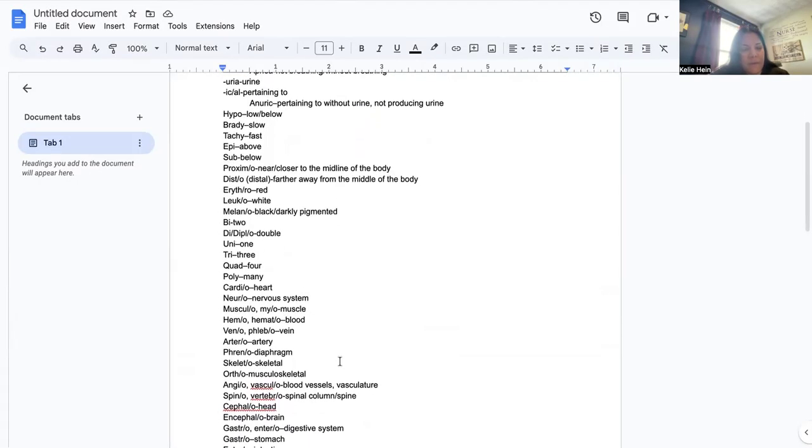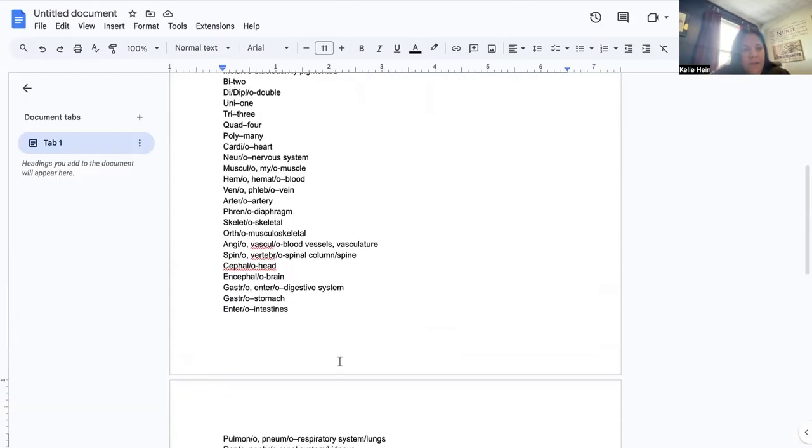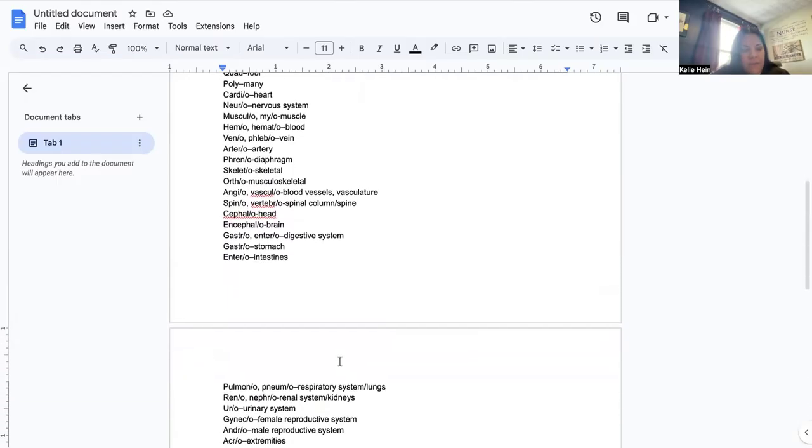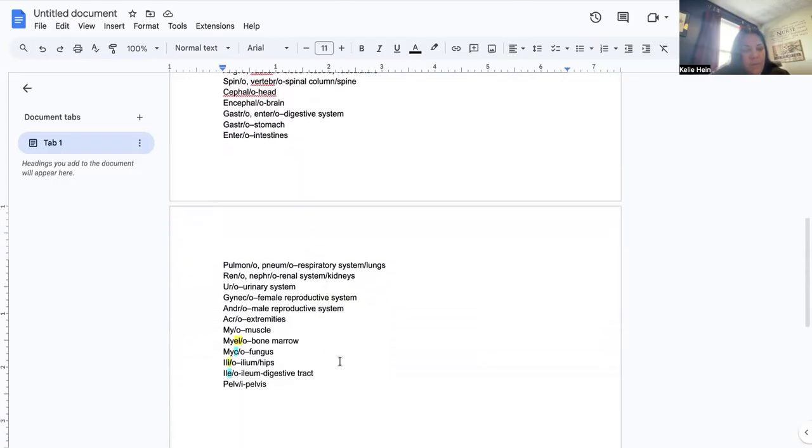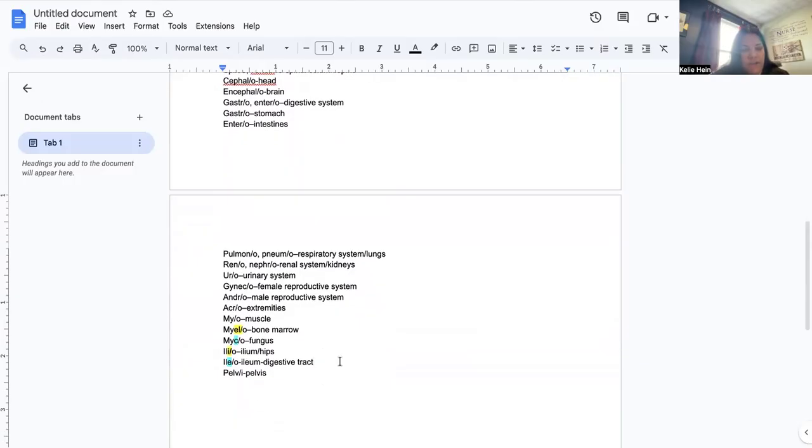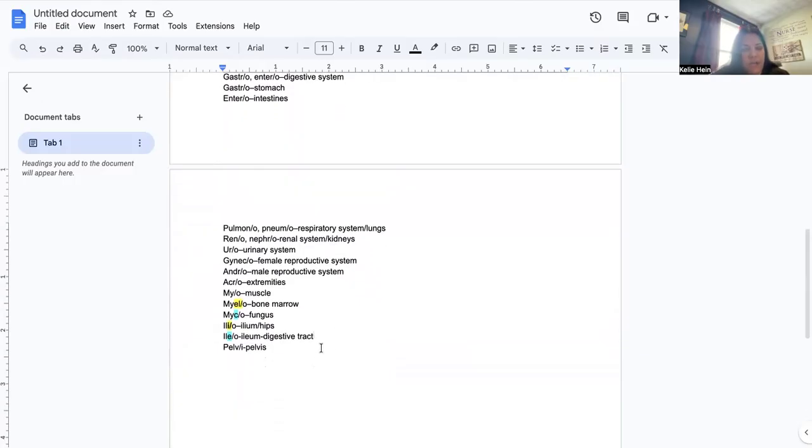Prefixes and combining forms. We've got the body systems, we've done some body parts, we've done high and low, above and below, we've done the colors, we've done the numbers, we've done directions. I think that's pretty good. Let's move into some suffixes now, okay?